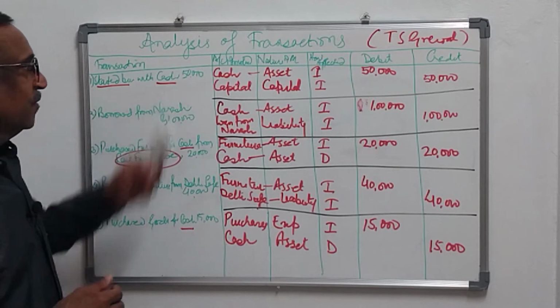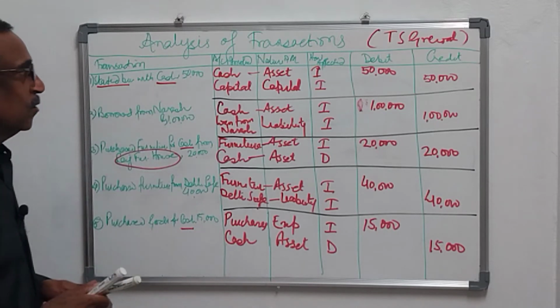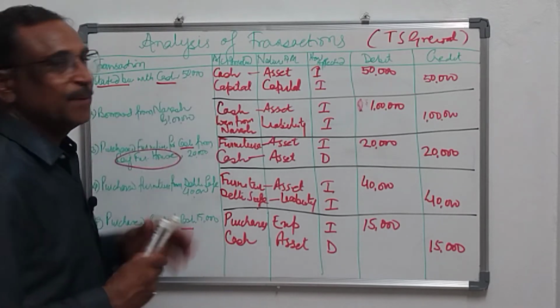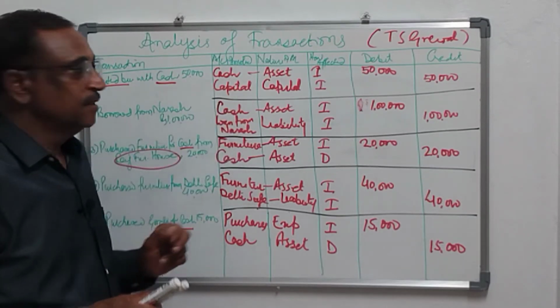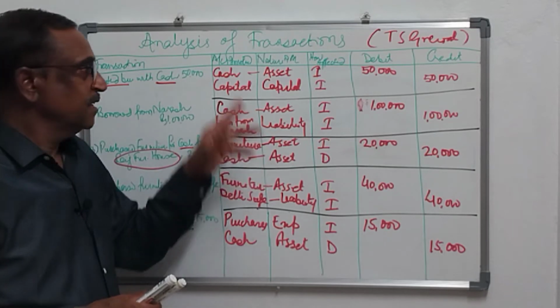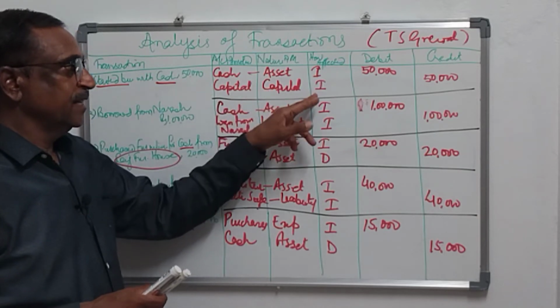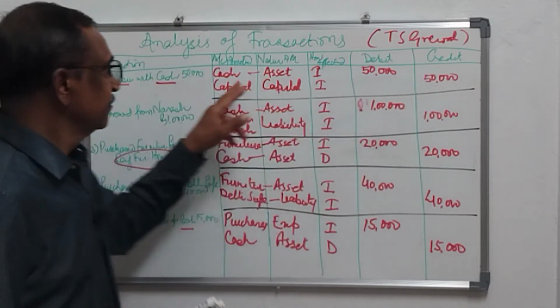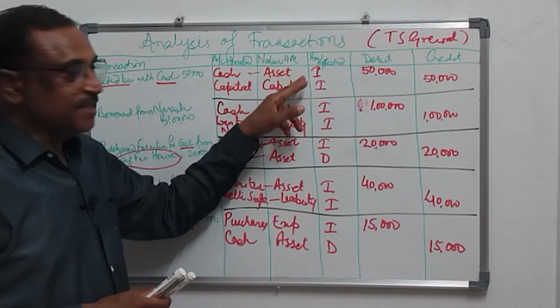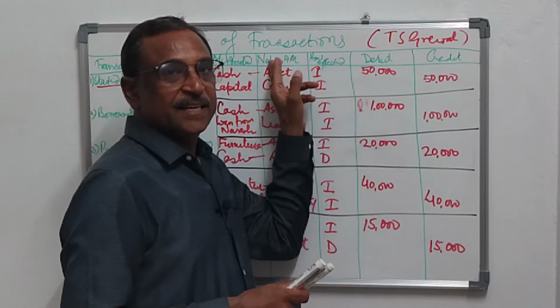Started business with cash 50,000. So two accounts involved are cash and capital. Whenever the business is started, we write capital, and since it is a new business, so capital account is increasing. When there is increase in capital, it is credited, and cash is also increasing, so increase in asset is debited.